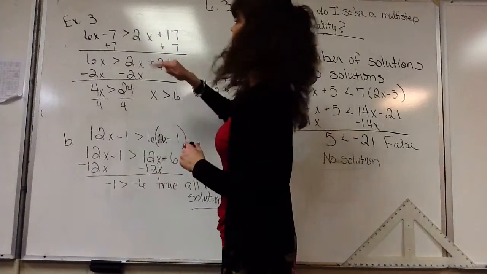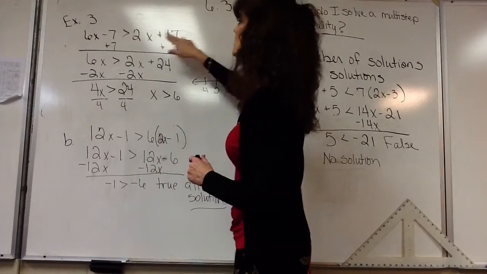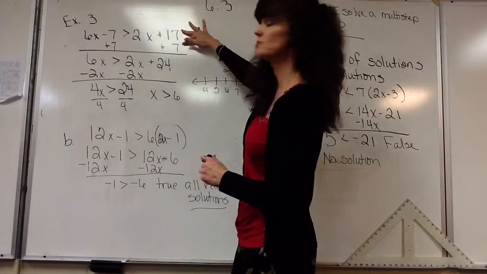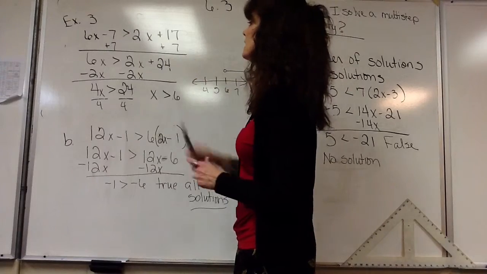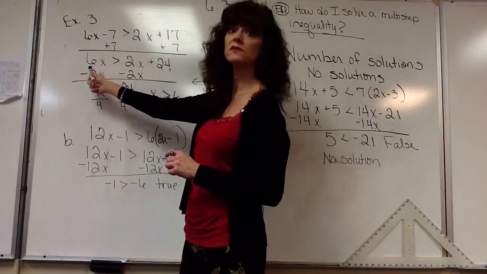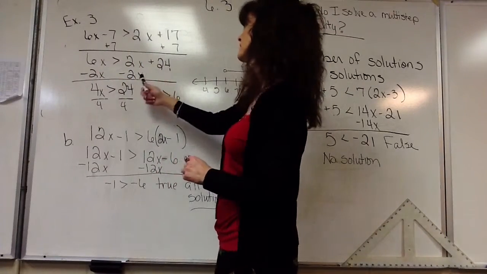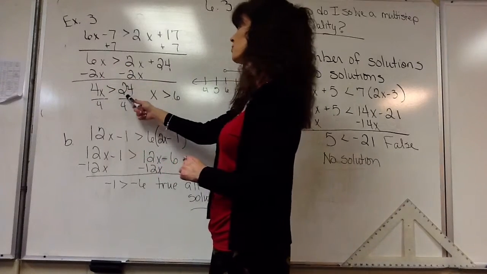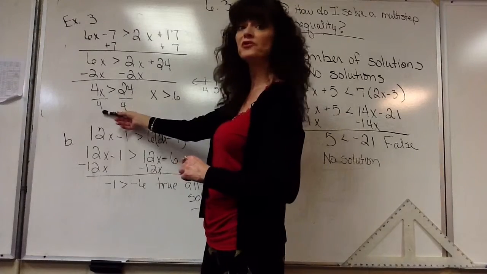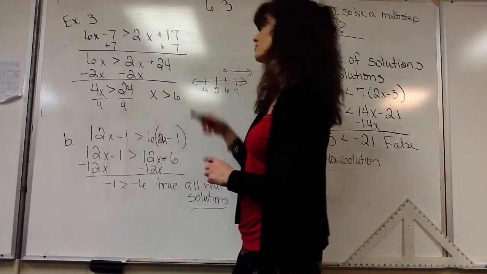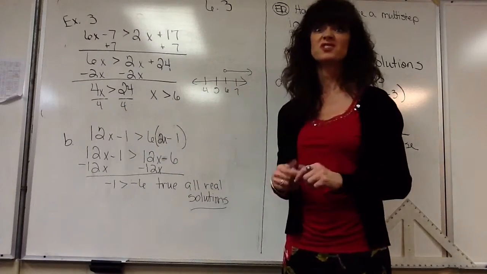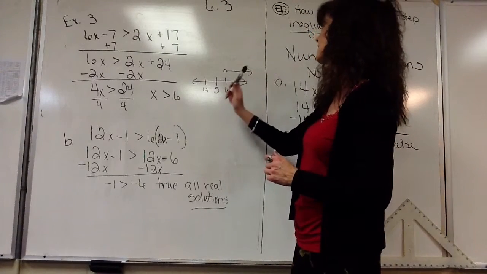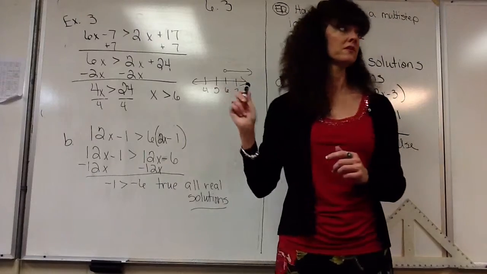So we're going to add the 7 to both sides. That will leave us with 6x is greater than 2x plus 24, because 17 plus 7 is 24. Now I'm going to have to bring this 2x over here with this 6x, and I'll accomplish that by subtracting 2x from both sides. And we have 4x is greater than 24. And lastly, we're going to divide both sides by 4, in which we get x is greater than 6. And notice we didn't have to change the sign here. Now we're simply going to graph it by putting a circle on 6 and highlighting everything greater than 6.